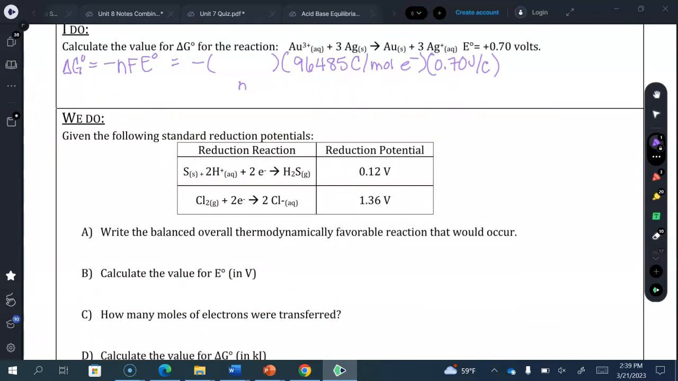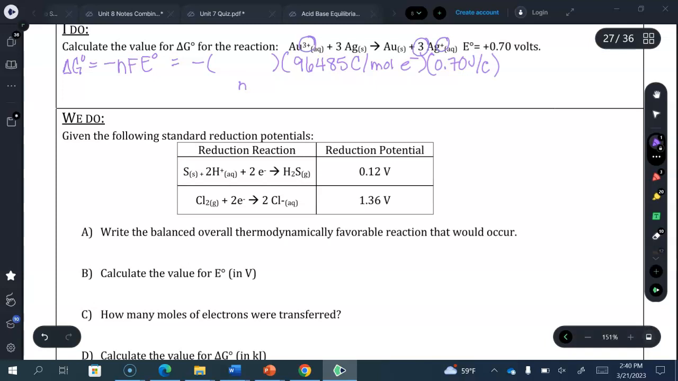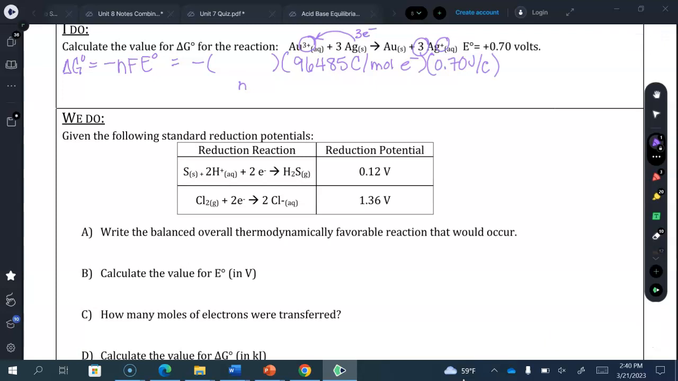We do not know what our N is, the number of moles of electrons. This is going to be the amount of electrons that are transferred. So when we look at this, we want to pay attention to what the total charge is on both sides. We see positive 3s on both sides. That tells me that silver gives up a total of 3 electrons to gold in order to make 3 silver ions.